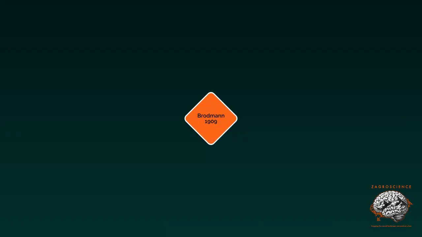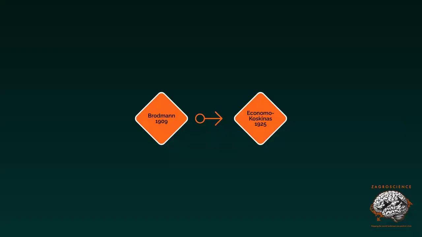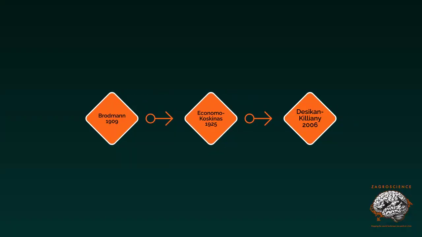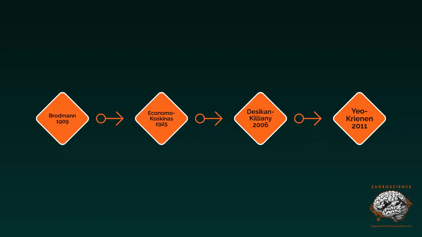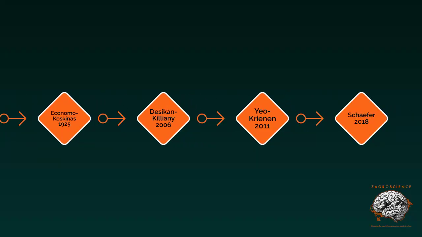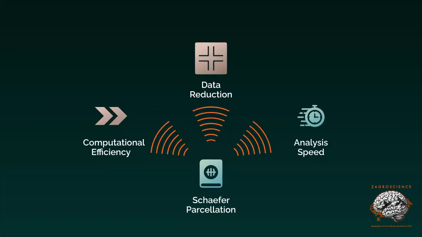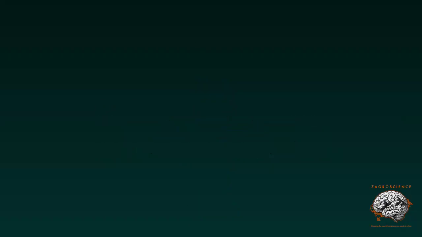Brodmann started with 52 regions in 1909. Economo and Koskinas expanded to 107 in 1925. Then modern imaging brought Desikan and Killiany's 34 areas, Yeo and Krienen's 7 canonical networks, and Schaefer's detailed 400-region atlas. The Schaefer atlas dramatically improves computational efficiency, reducing dataset size by a factor of 160 and speeding up analyses like the author's PhD work on memory decline.